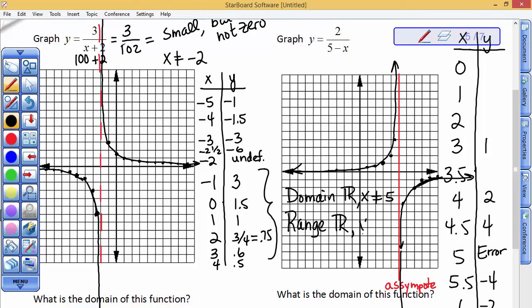Same is true for this problem over here, so I just want to finish up hyperbolics. The domain of this problem was all real numbers where x could not equal a negative 2. The range of this function, that's the y values, was all real numbers where y could not equal 0, because right here the graph would never touch. It was always 3 divided by 102. 3 divided by a million. If you put a million in here for x, or 999,998, you'd get 3 divided by a million. That's not 0. So y cannot equal 0.